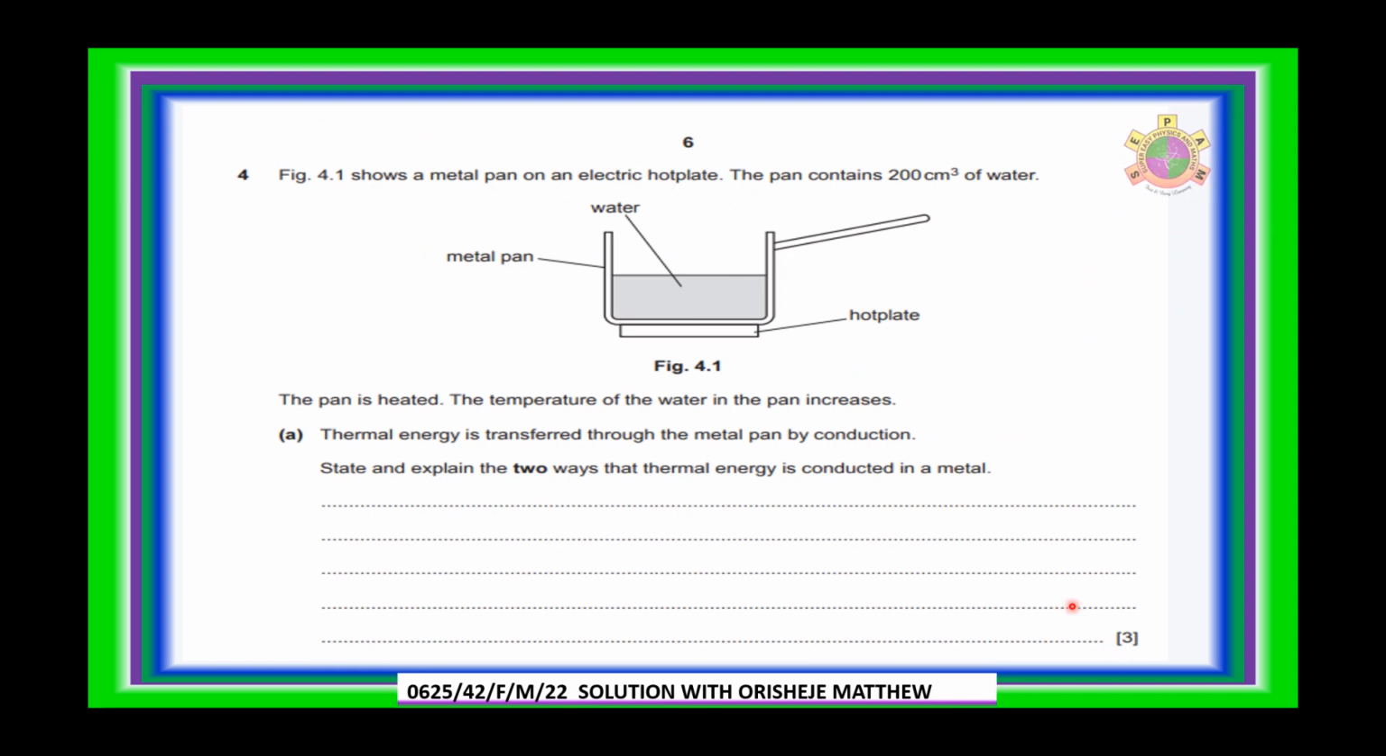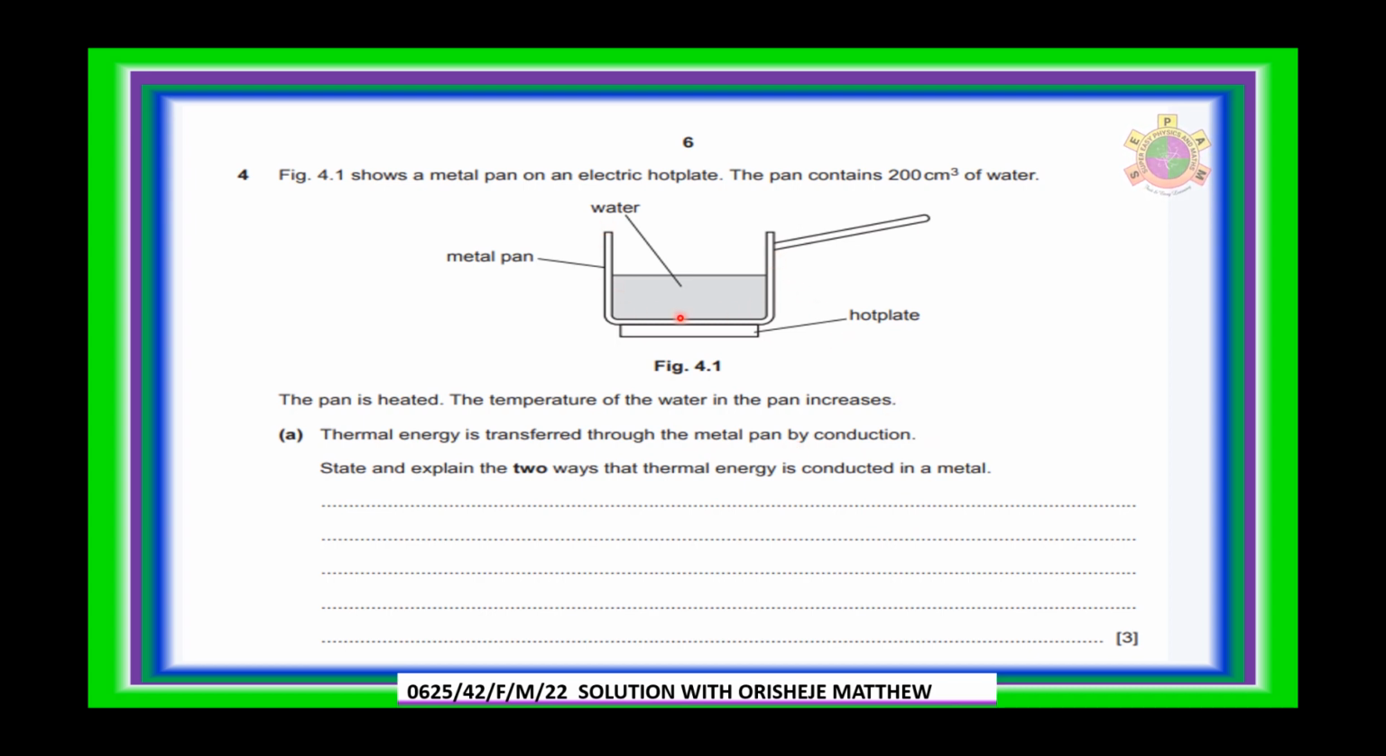A metal pan sits on an electric hot plate. The pan contains 200 cm³ of water, so that is the amount of water poured into it. Then you have the hot plate for heating it. Now the pan is heated, and the temperature of the water in the pan increases. Thermal energy is transferred through the metal by conduction. So we are going to look at the method of heat transfer by conduction.